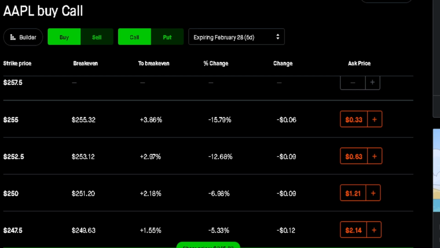As I mentioned, when you are betting that the stock is going to go up, that's when you would buy a call option.